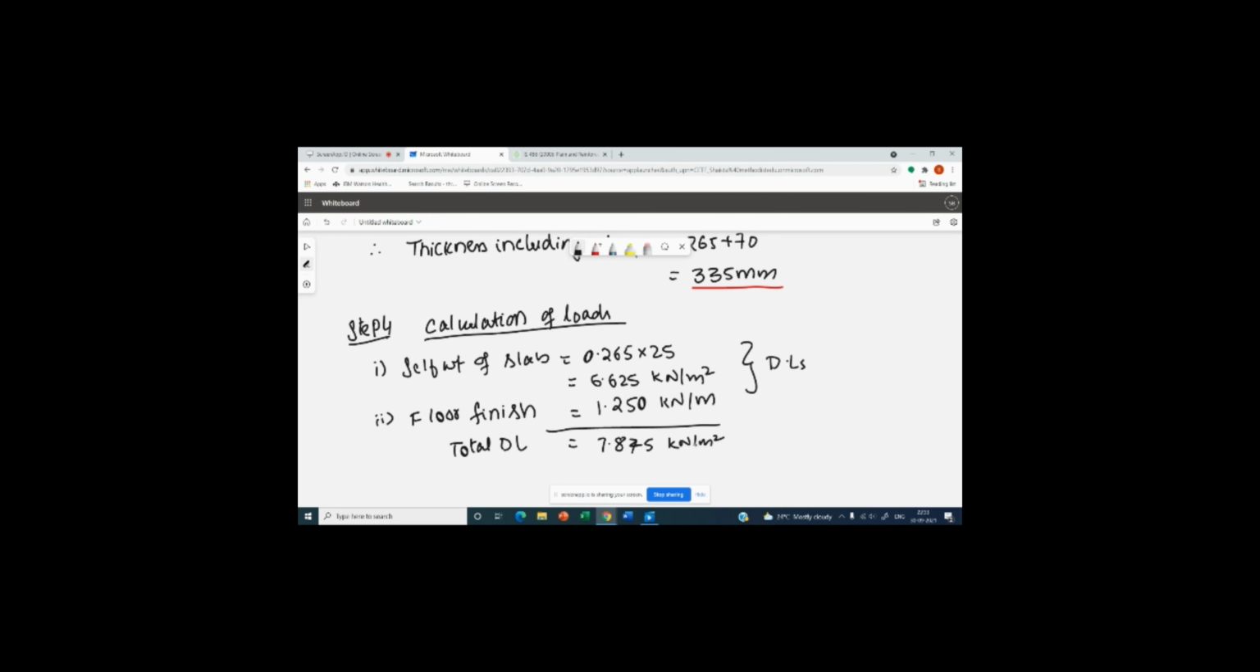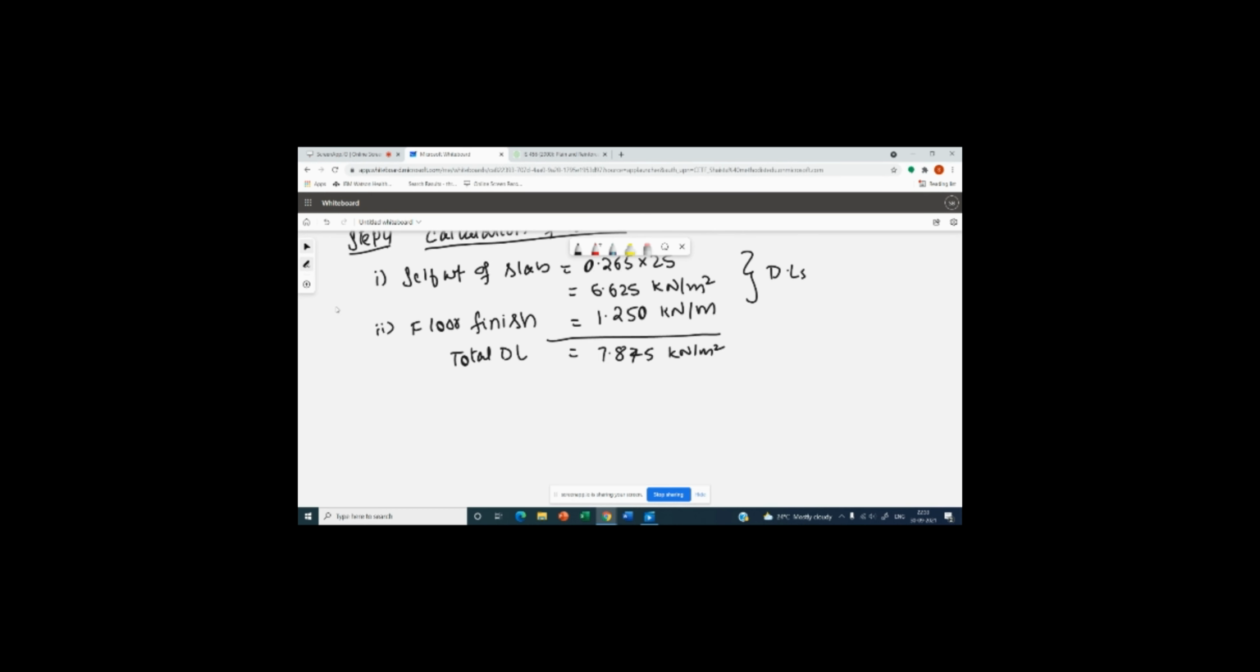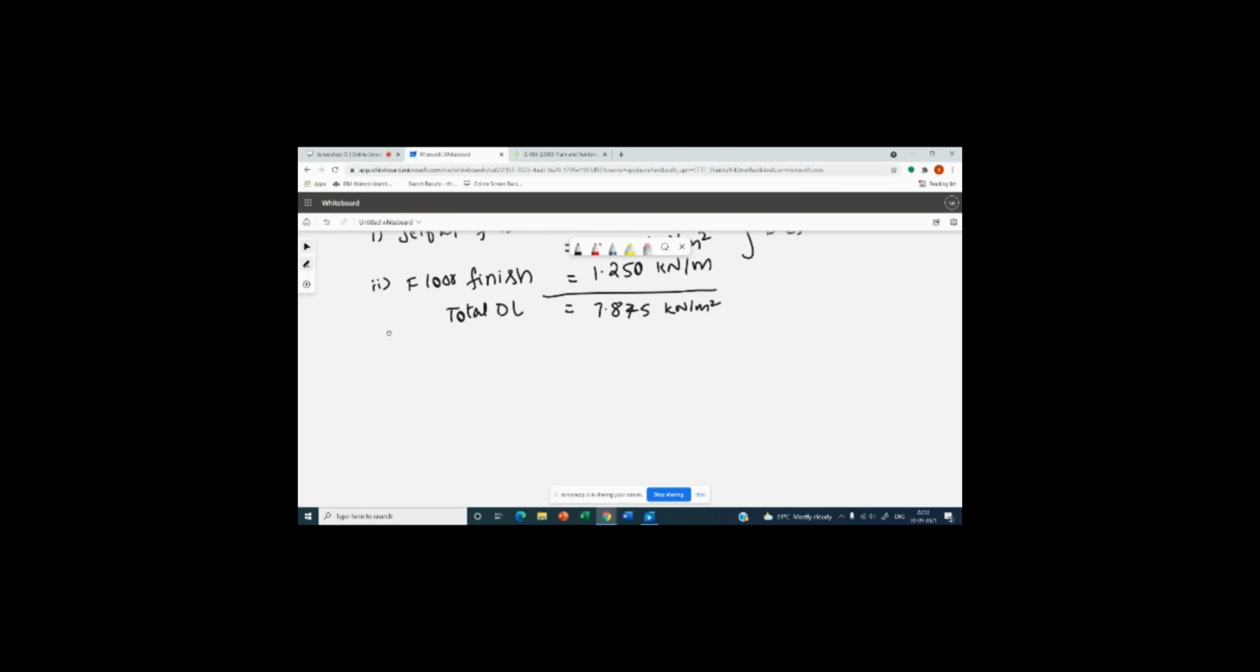kilonewton per meter square. Now, since this is a limit state method of design, we have to factor the load. So, factored dead load will be 1.5, the factor of safety as per the limit state method. So, this comes out to be factored dead load is 11.82 kilonewton per meter square.